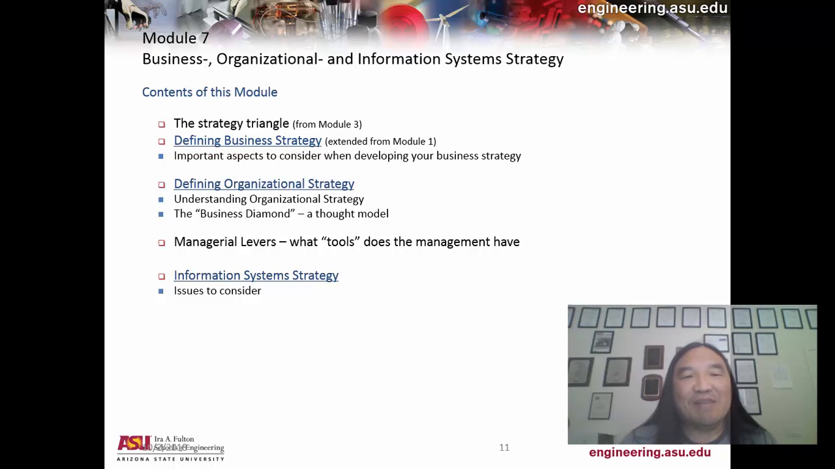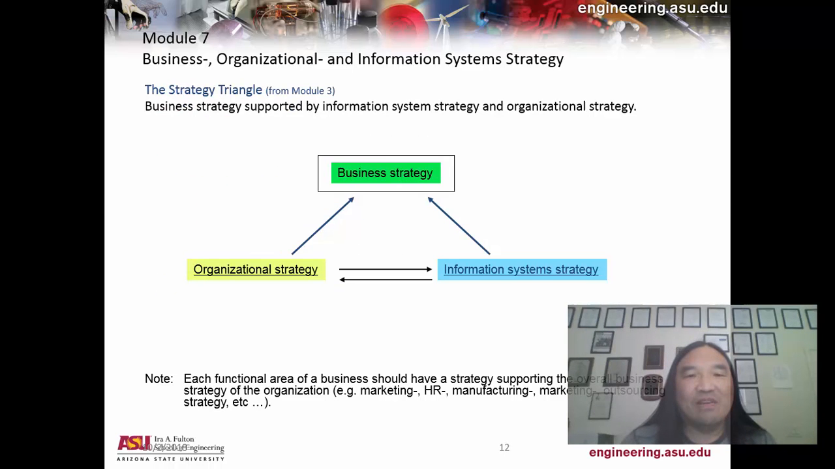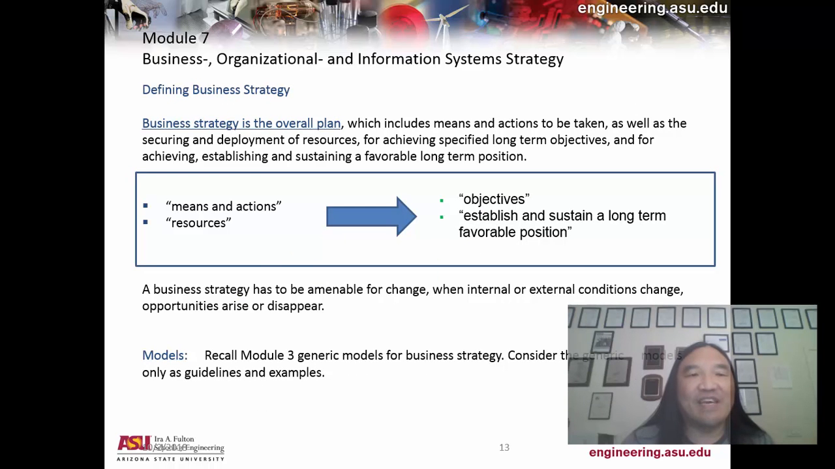And to think about managers, what kind of levers or tools did they have to make things happen. And so your information system strategy, what's going to support it? Well, it's your organization. And so your business strategy covers everything, whether it's your marketing and HR and everything else. So how am I going to bring all this together?